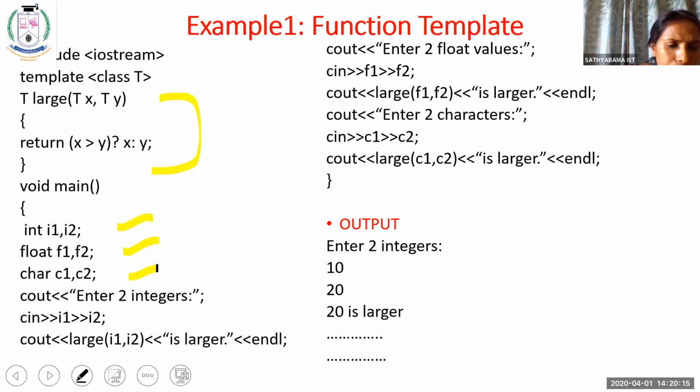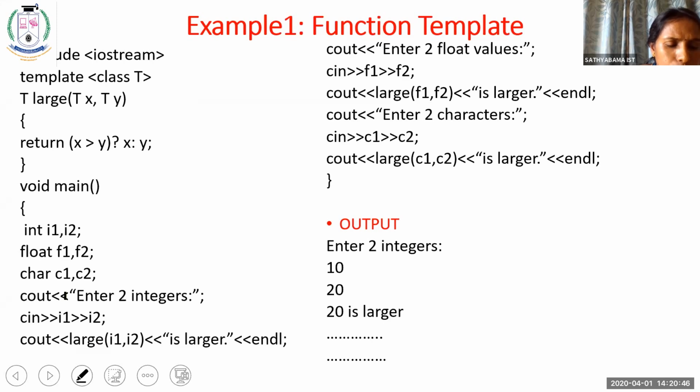Now, by using some cin statement, you receive 2 integer values, right? So now you have 2 integer values in hand. By using these 2 integer values, we are going to call the function. Where is the function call? This is your function call, large of I1, I2. During the function call, what is the name of the function? Large, correct? So using the function call, we are going to call the function.